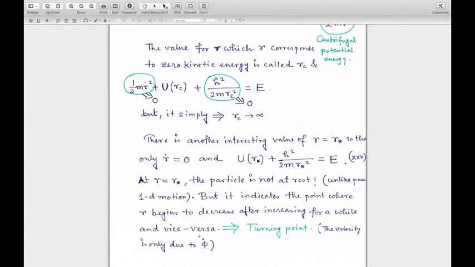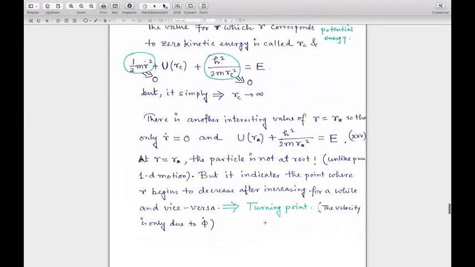and vice versa. That means, let's say R was increasing according to some trajectory. At this point, R will stop increasing and begin to decrease. And if it was decreasing from some point, it will stop decreasing and begin to increase. So it changes its nature of change actually. So these are the turning points.